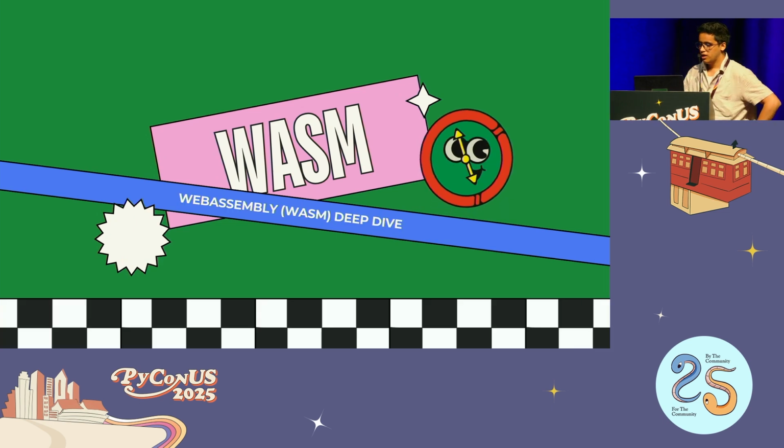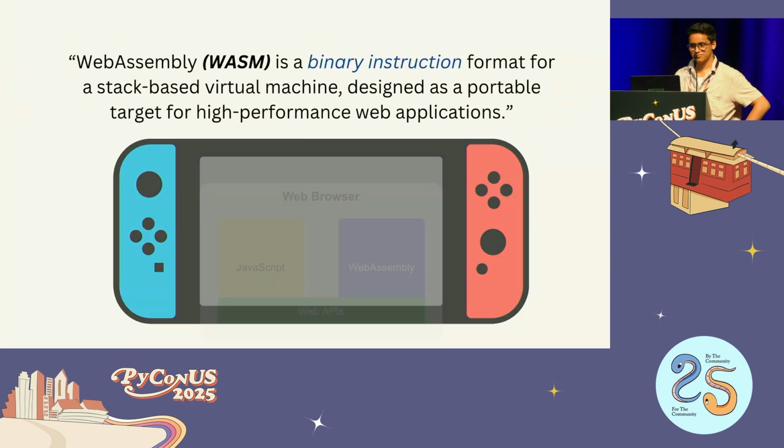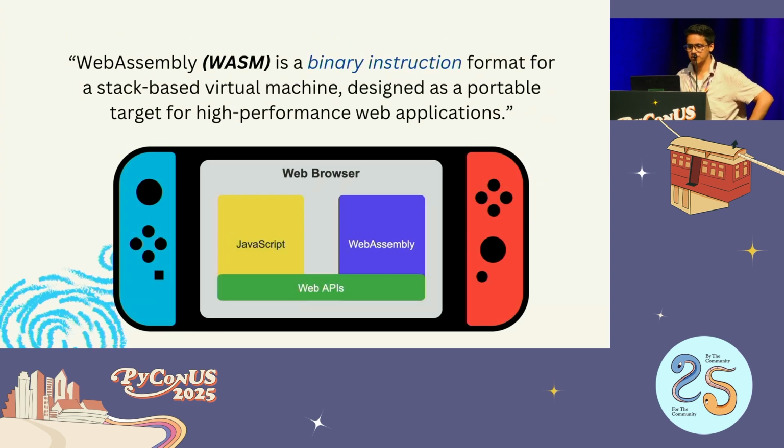So, how many of you know what WebAssembly is? Perfect. The definition says WebAssembly is a binary instruction format for a stack-based virtual machine, designed as a portable target for high-performance web applications. In simple terms, you can think of it as a secret sauce which makes your high-performance web apps possible these days. You can think of it as a universal switch which translates your code written in any kind of language, be it C, Python, Rust, or any other one, and converts it into a compact binary format that browsers understand and run at native speed.